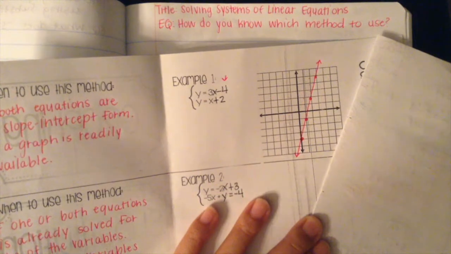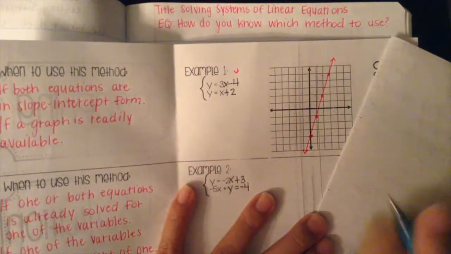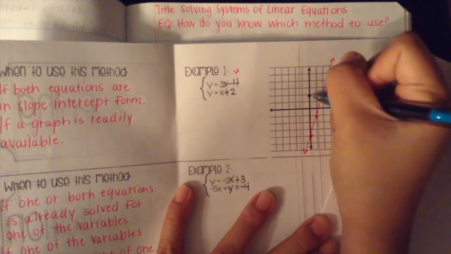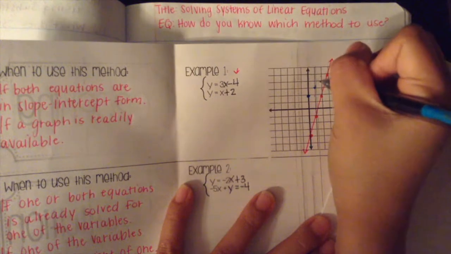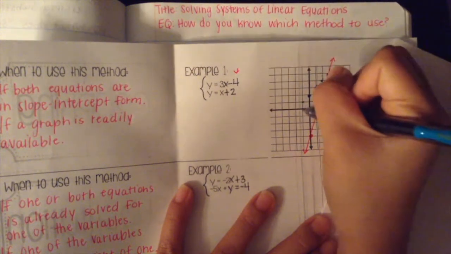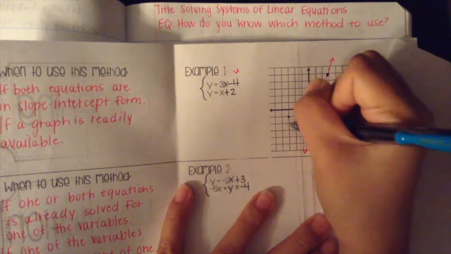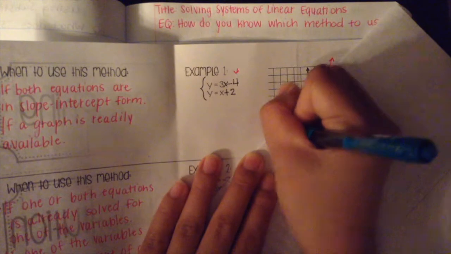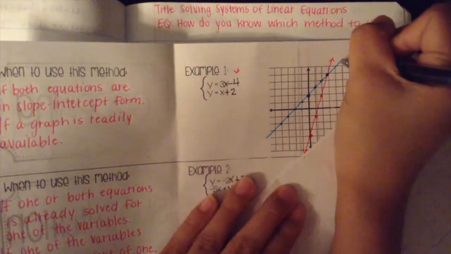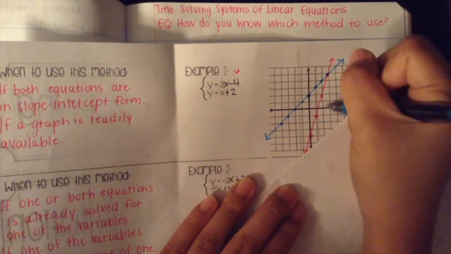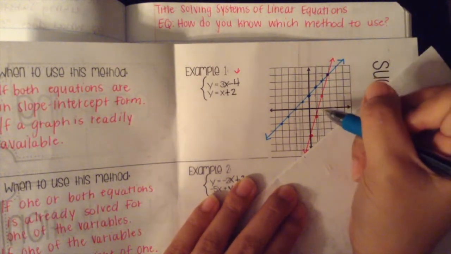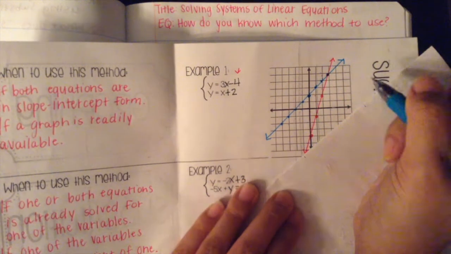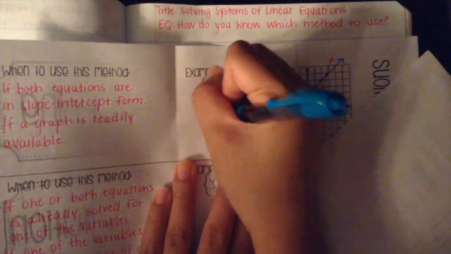My second line, I'm going to do in another color. y equals x plus 2, so I'm going up 1, 2. And I'm going up 1 over 1, up 1 over 1, because it's a positive slope. And I draw my line, and my point of intersection is my solution. So my point of intersection is 3 over, up 5. So my point is (3, 5).